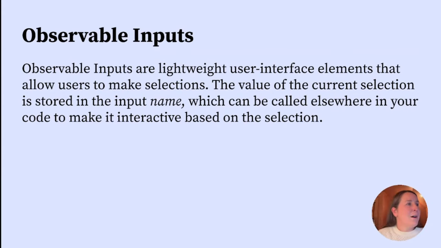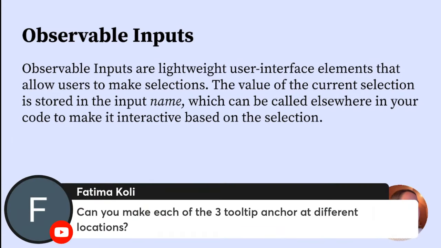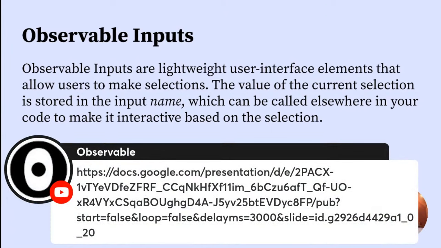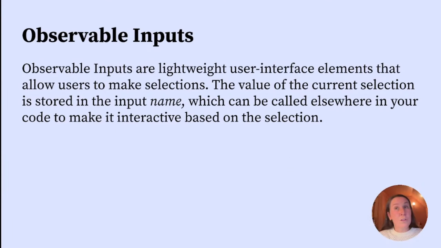Okay. Oh, I see a question. Can you make each of the three tooltip anchors at different locations? Ooh, that's a good question. Haven't tried it, not sure. You could absolutely do it by making them different marks, right? But that might be a little bit redundant if you want them all at the same location. I wonder if there's a way to change the domain for the anchor, but I'm not sure. So yeah, that's a great question.